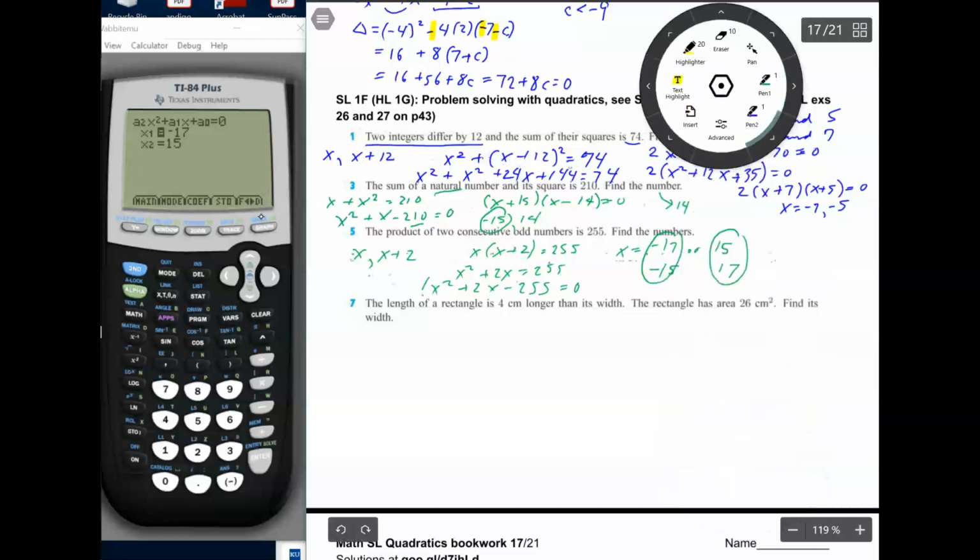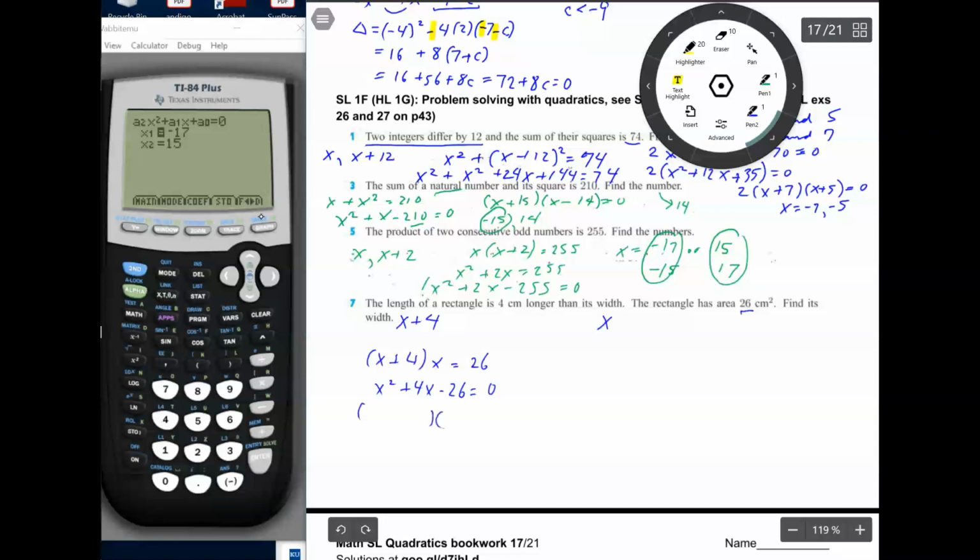The length of a rectangle is 4 centimeters longer than its width. Okay, so the length is x plus 4, and the width is x. Does that make sense? The length is 4 longer than its width. The rectangle has an area of 26. Find the width. Okay, so we know that length times width equals the area. So we can make that equation. And we are well on our way to solving this problem because we have already written our quadratic.